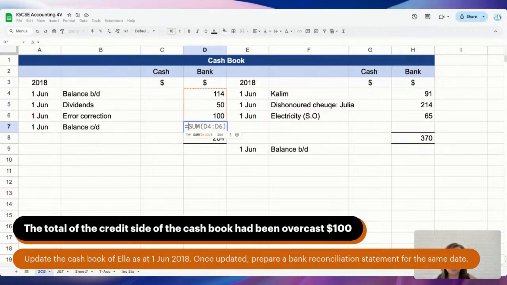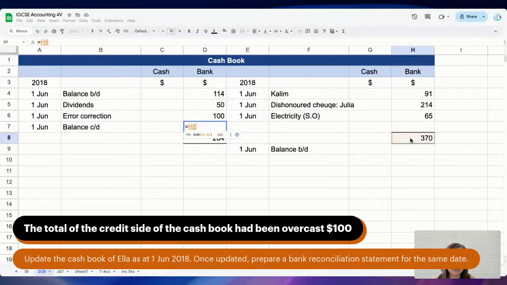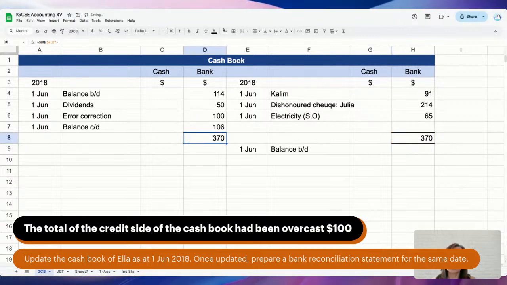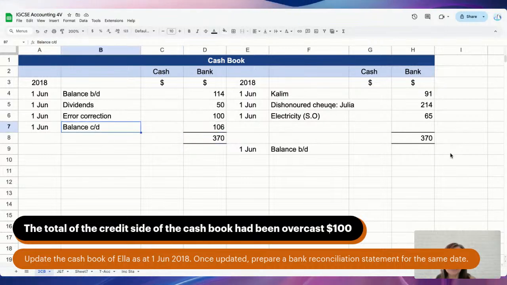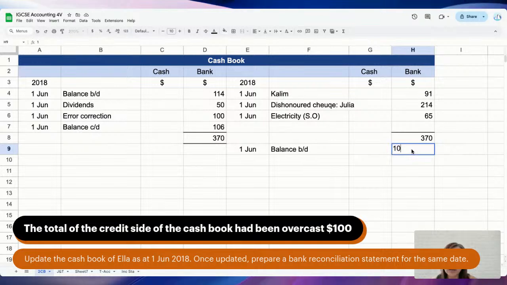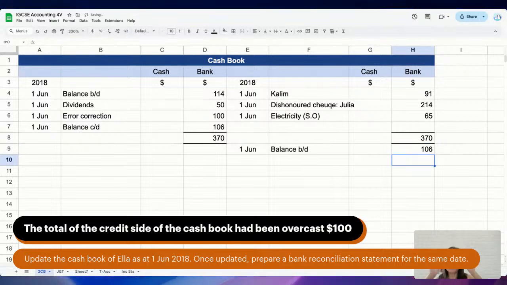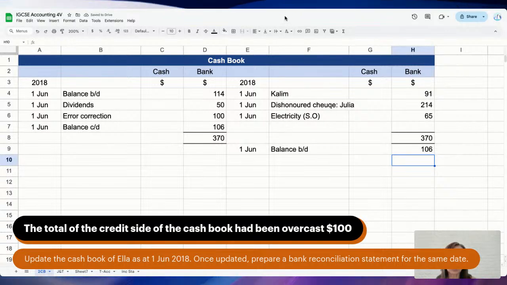In order to do so, we take this amount and minus 264. Enter. So both sides are balanced at 370. So we know that there is a carry down, which is 106. All right, so this is our cash book after all the correct adjustments. We are already done.